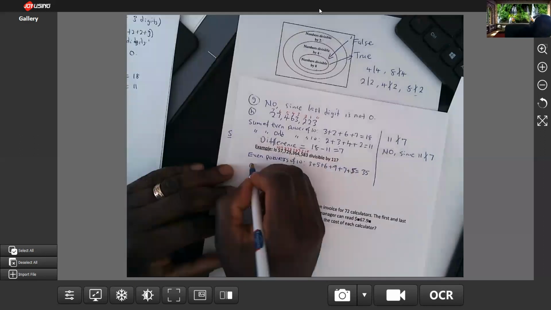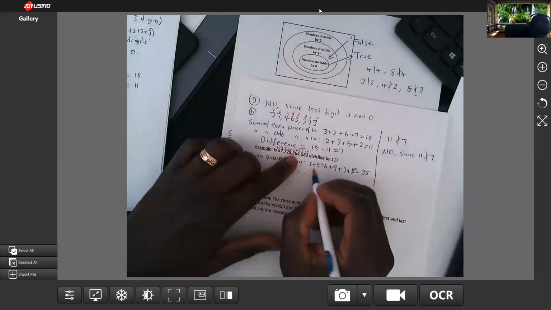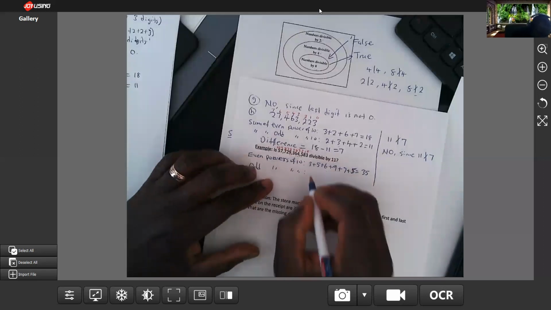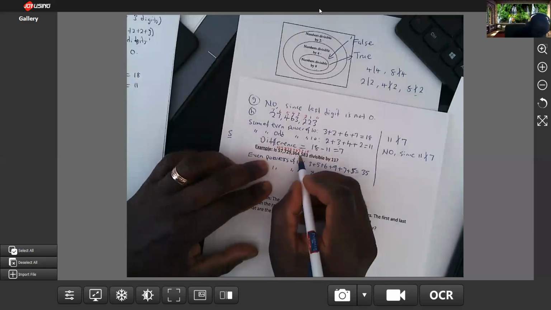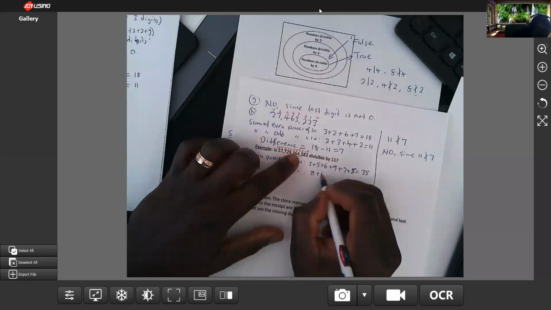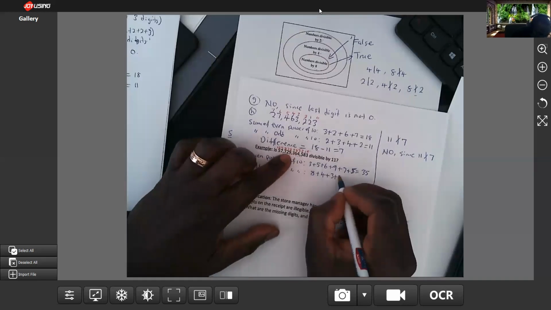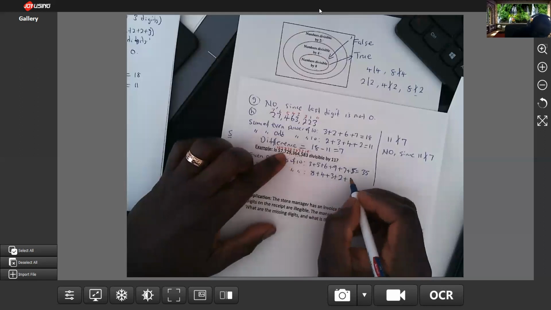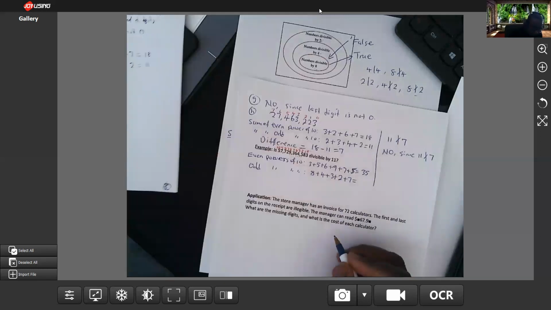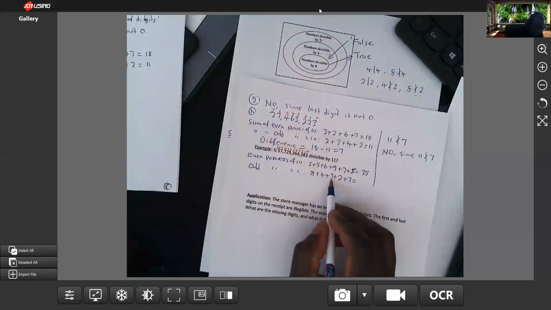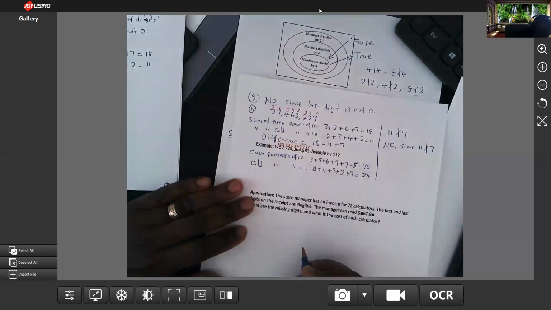And then let's look at the odd powers of 10. In this case, they will be the places for 1, 3, 5, and so on. So that is 8 plus 4, plus 3, 7 is 2, plus 9 is 7. So you have 8 plus 4 plus 3 plus 2 plus 7, and that is 24.